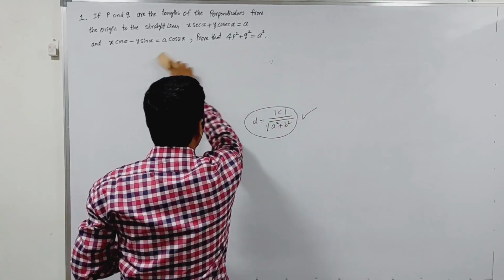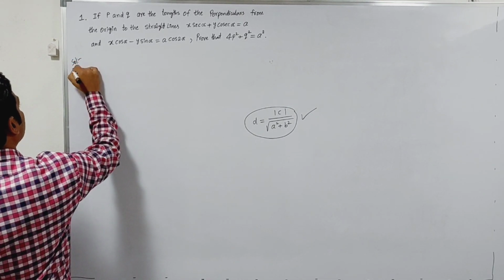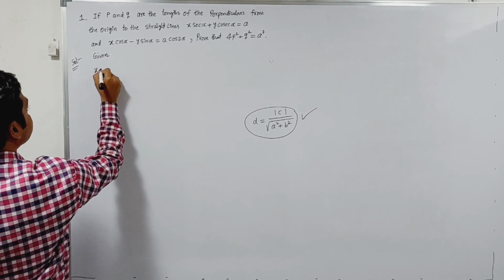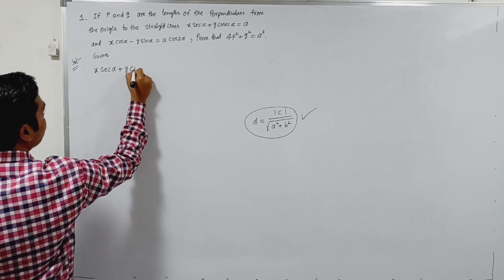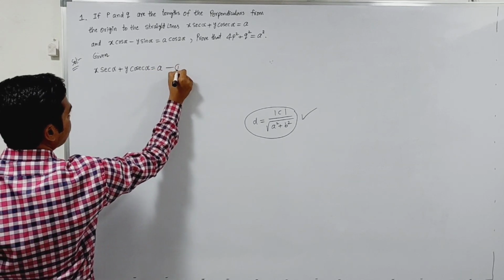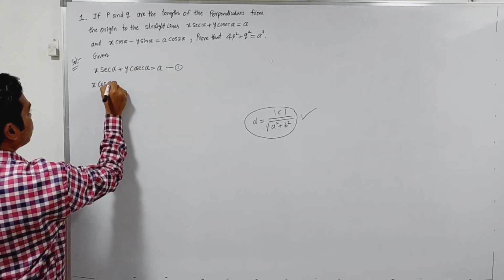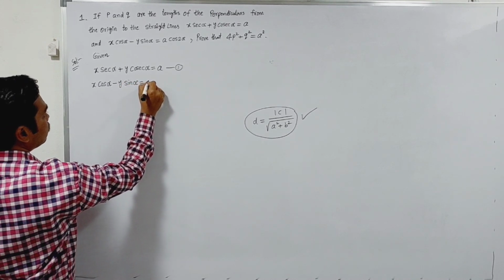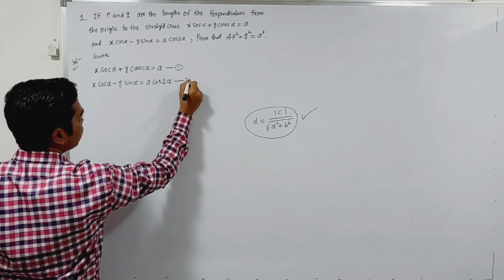In this problem, what is the first equation? What is the second equation? Solution. Given equations are x secant alpha plus y cosecant alpha equal to a. This is the equation 1. What is the second equation? x cos alpha minus y sin alpha equal to a cos of 2 alpha. This is the equation 2.